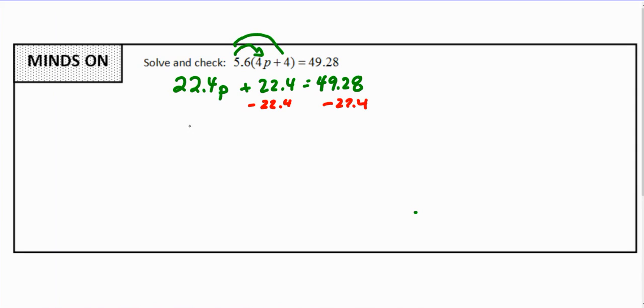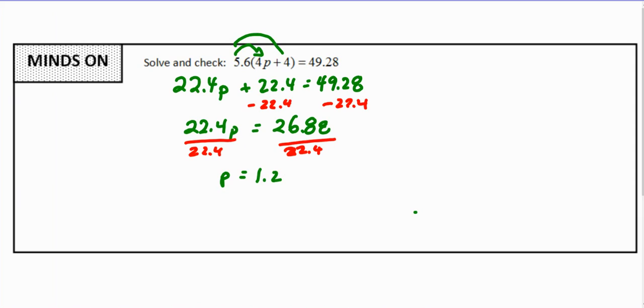So that's going to give us 22.4p equals 26.88, after we subtract 49.28 minus 22.4. All right, so then we're left with this number, the coefficient of the p. We want to get rid of that. So we divide 22.4 by 22.4, and so we get the p all by itself now. And that goes into that number 1.2 times.